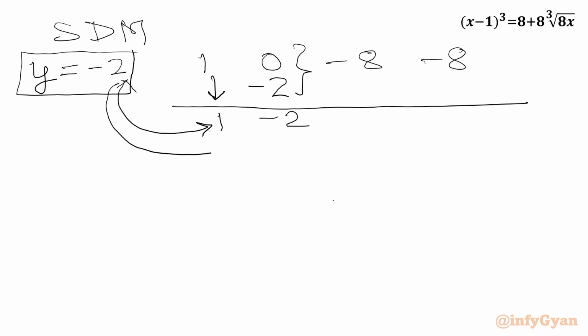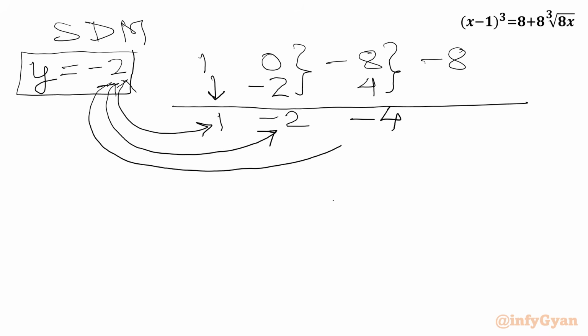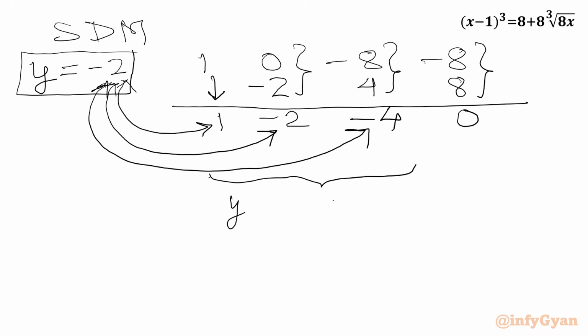Again we will multiply our base solution minus 2 with minus 2 written over here. Minus 2 times minus 2 is plus 4. By adding these two we will write minus 4 over here. Again we have to multiply our base solution minus 2 with minus 4. So we will be getting product 8. After adding these two, we will get 0 over here. So these are coefficients for quadratic equation. I will write y square minus 2y minus 4 equal to 0.